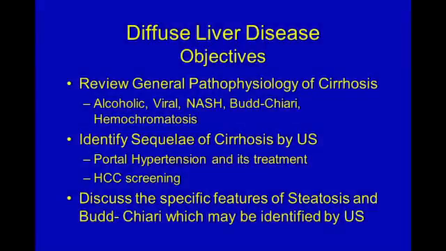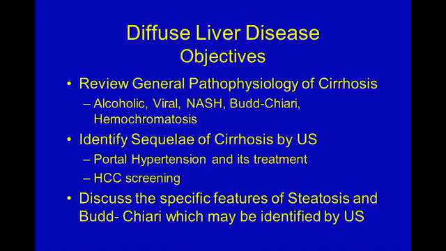I have no disclosures. When we think about diffuse liver disease, there are several things to consider. One is, how do we get cirrhosis? It can come from many causes, including alcohol, viral lesions, non-alcoholic steatohepatitis, Budd Chiari syndrome, and even hemochromatosis. Some of these things are not necessarily identifiable by ultrasound, so we won't be talking about hemochromatosis specifically today. We'll be talking about the sequelae of cirrhosis by ultrasound, both portal hypertension and hepatocellular carcinoma.